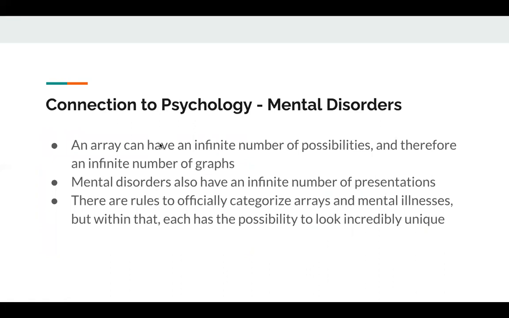Connection to psychology, mental disorders. An important feature of mental illness is that no two cases will present in exactly the same fashion. Of course, there are guidelines that determine whether an illness technically falls under a certain category, but nonetheless, there are infinite ways of expressing the illness. Likewise, an array has rules that govern whether it can be called an array or not. An example being that no node can connect to itself in a simple 2D array. However, once an array has been established, the array and subsequent graphs can have endless combinations, especially as the number of nodes continues to grow.